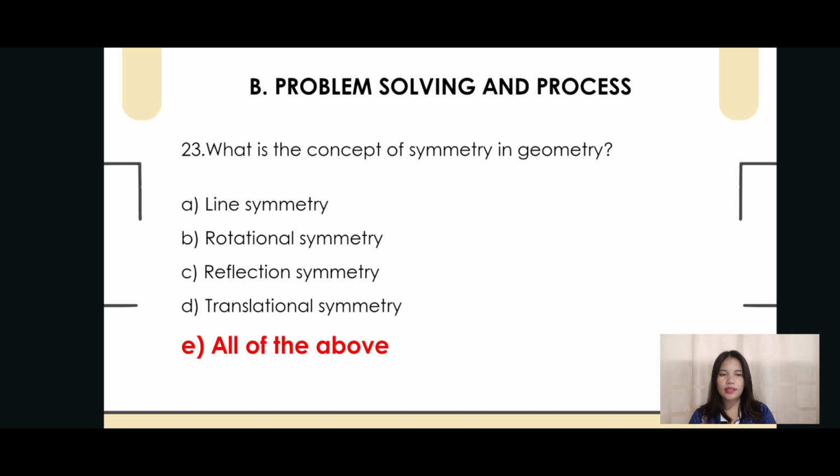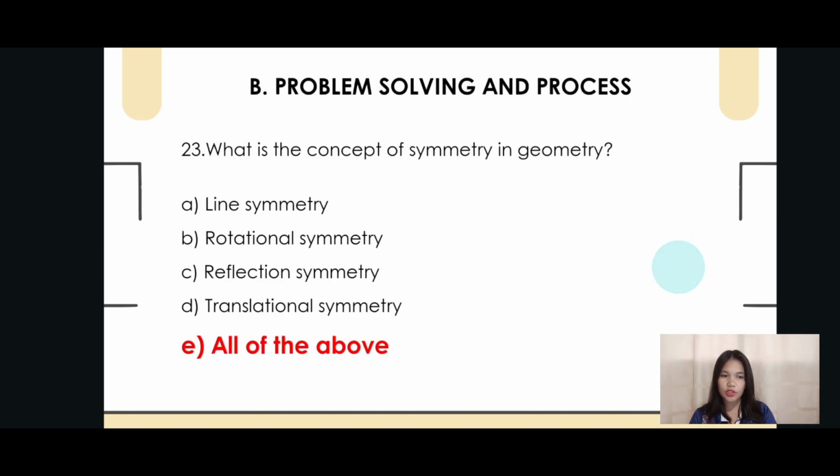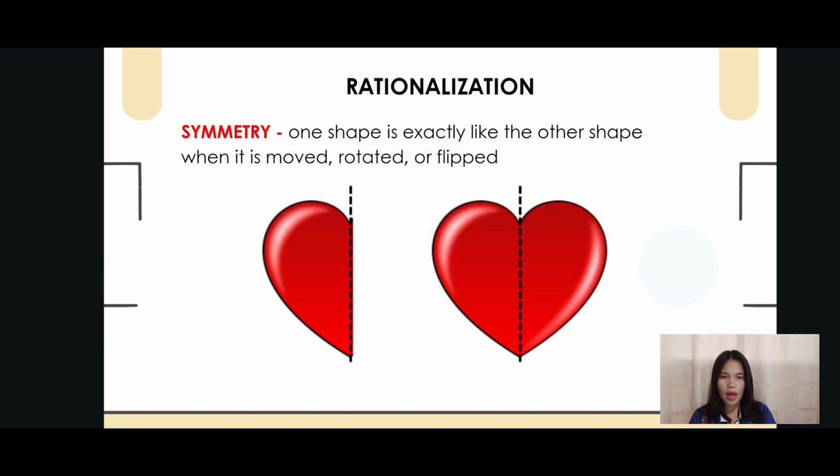In mathematics, symmetry means that one shape is exactly like the other shape when it is moved, rotated, or flipped. Consider an example. When you are told to cut out a heart from a piece of paper, don't you simply fold the paper, draw one half of the heart, and then cut it out to find that the other half exactly matches the first half? The heart that is carved out is an example of symmetry.